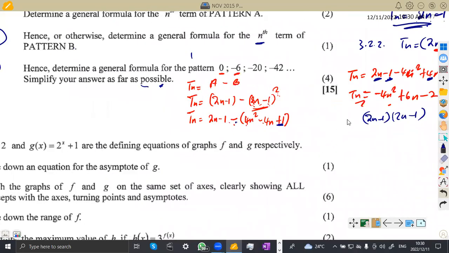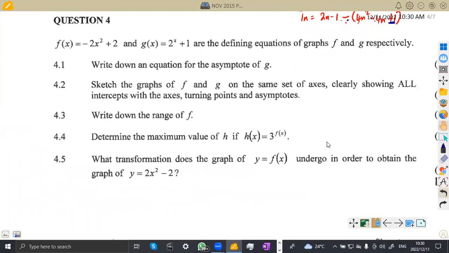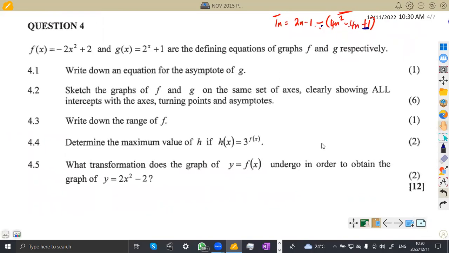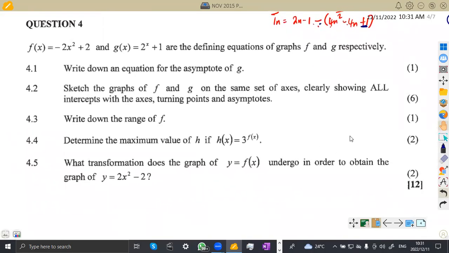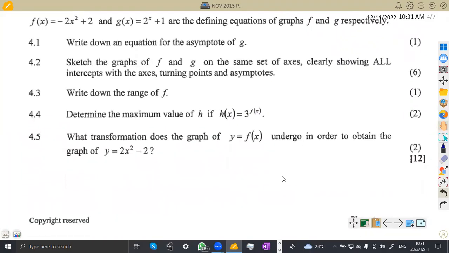All right, so let's see the other part of the question. That's question 4, functions. All right, question 4. Let's try to remove some other things here. On question 4, we are given that f of x is negative 2x squared plus 2, and g of x is 2 to the exponent of x plus 1. I'm just going to take these functions down here.